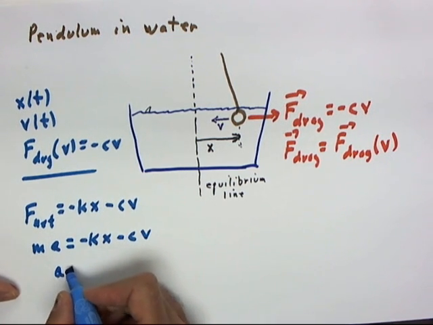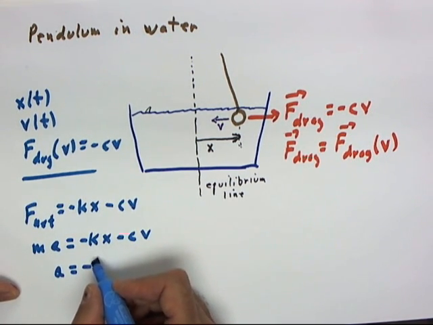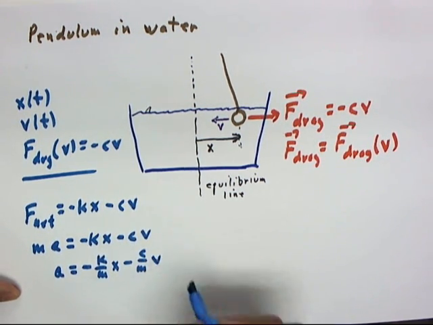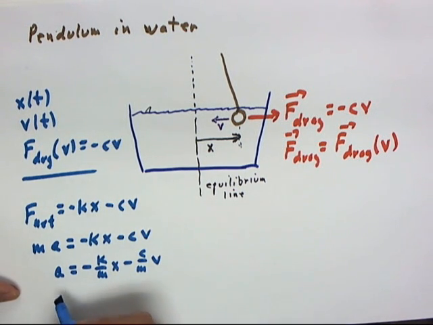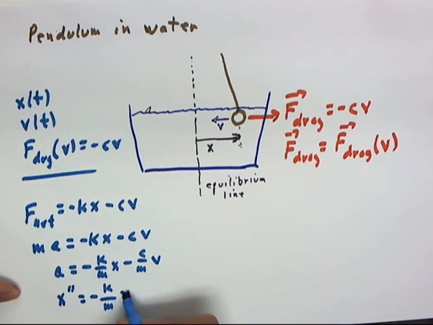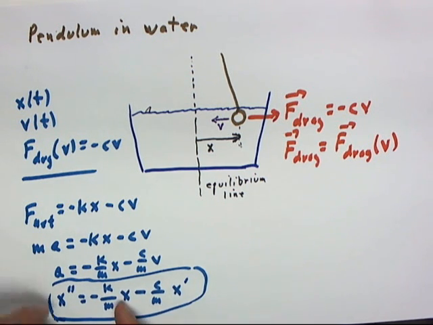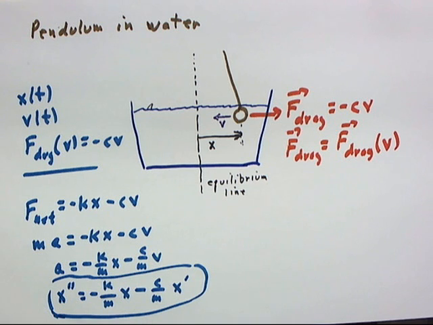We solve that, and we find that the acceleration is negative k over m times x minus c over m times v. Now acceleration is just a second derivative of position, so that can be x double prime equals negative k over m x, and v is nothing but x prime, so we have minus c over m times x prime. This equation, turns out, is a fairly easy equation to solve. We can fairly easily trick this equation into a solution.